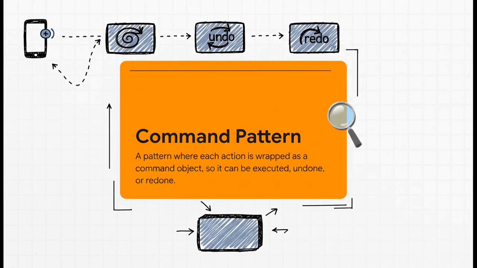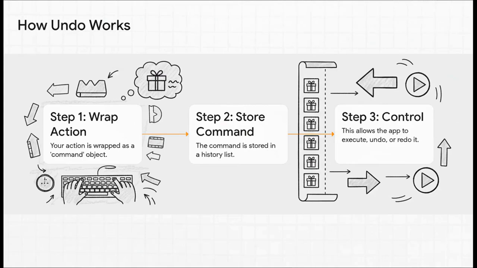So what's the trick? How does it work? Instead of an action just happening and then being gone forever, the command pattern basically takes everything about that action, what you did, how you did it, and puts it in a neat little box, a self-contained object. It's a pretty simple 3-step process. First, whatever you do, type a word, draw a line, gets packaged up as a command. Then, that little package gets added to a list, kind of like a history log. And because each action is its own neat little package, the app can just go back through the list to undo stuff, or go forward to redo it.